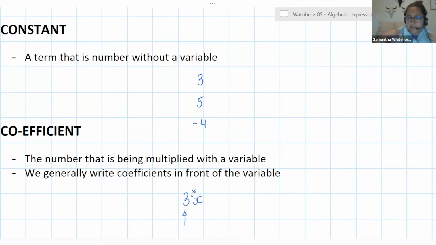Alrighty, so can I just get a thumbs up that everyone's happy with those 3 things? We don't have any questions about terms, constants, or coefficients. And if you do, obviously, please go ahead and ask. Let's go, my people. I see those thumbs up. Well done.